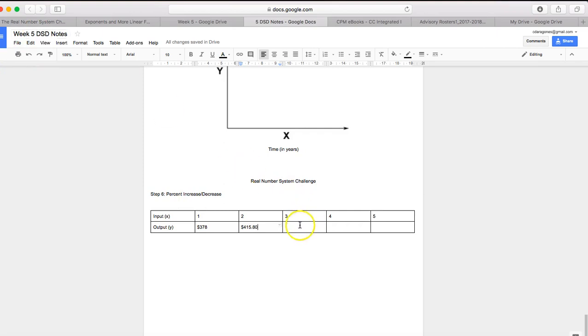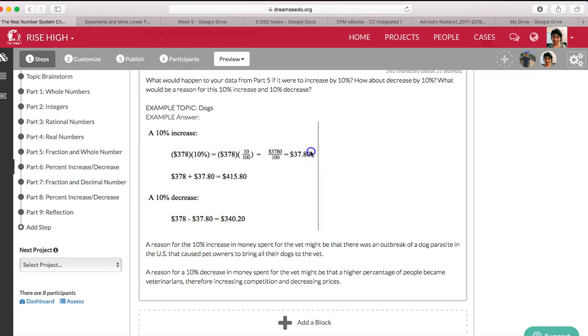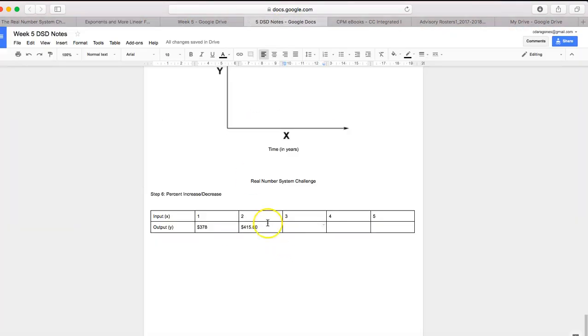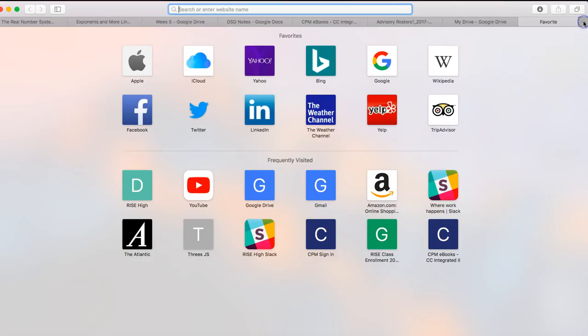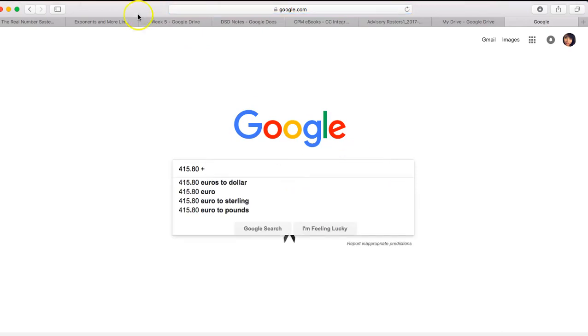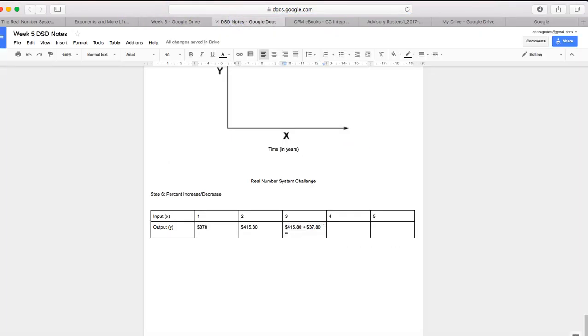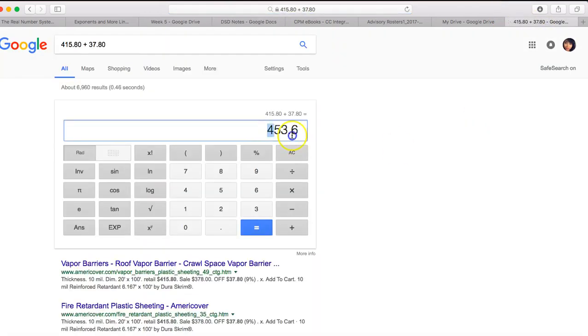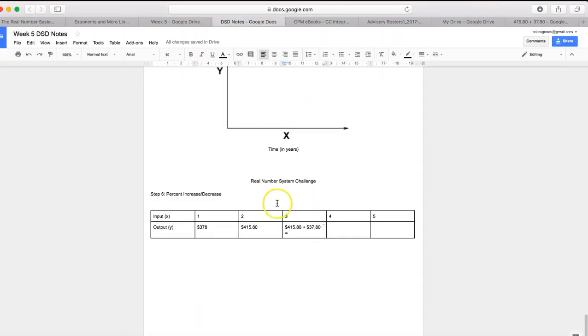The third thing will be again another 10% increase. So remember, 10% is $37.80, right? That's 10% of $378. So we're going to go ahead and add that to 415.80. So plus $37.80, which results in, so 415.80 plus 37.80 is $453.60.